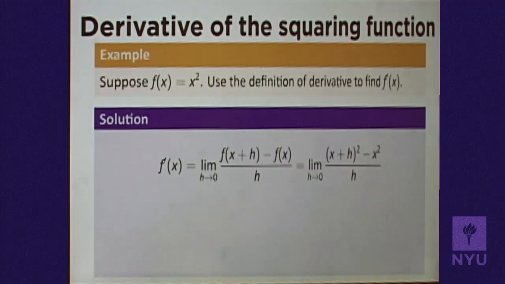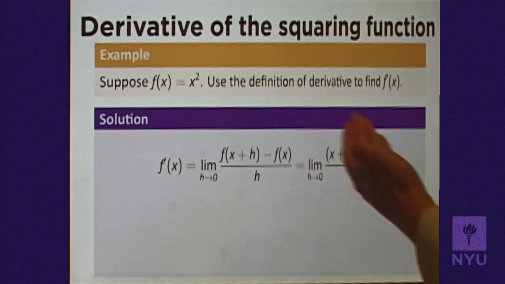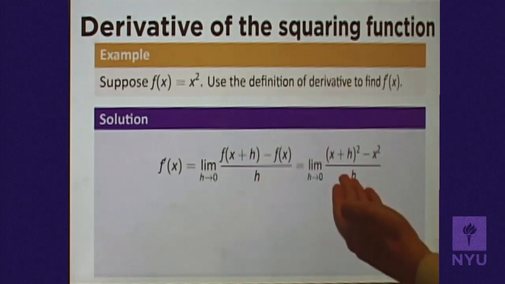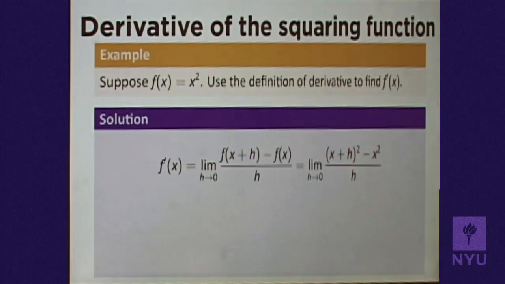Now what is f of x? F of x in this case is the squaring function. So f of x is x squared. F of x plus h is x plus h squared. And this is the thing that we want to find the limit of as h goes to 0.